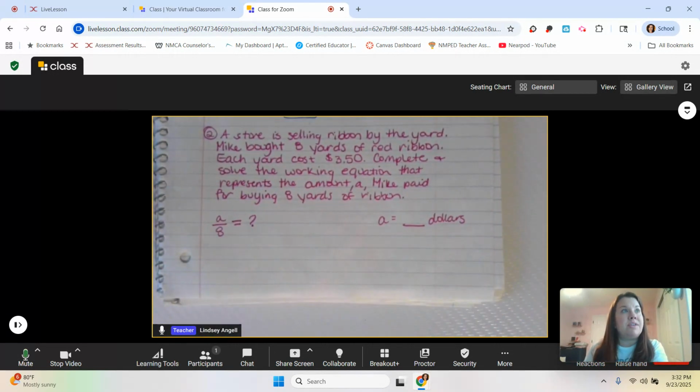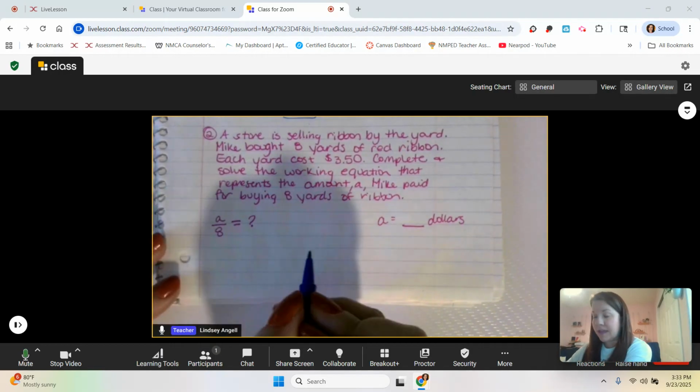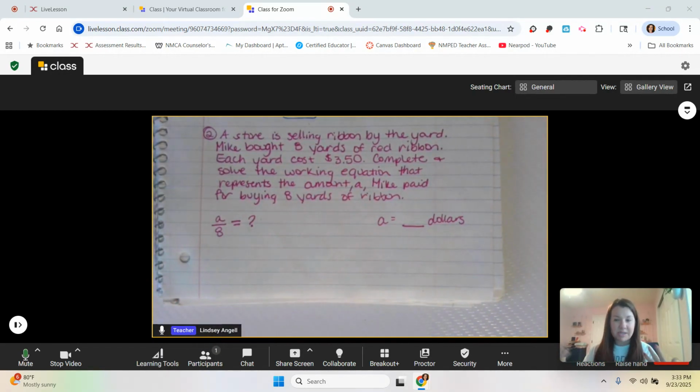Number 2, this is number 4 from your quick check. No, not from your quick check, I apologize, from your practice. A store is selling ribbon by the yard. Mike bought 8 yards of red ribbon. Each yard cost $3.50. Complete and solve the working equation that represents the amount A Mike paid for buying 8 yards of ribbon. Okay, so really, like, to solve, what are we doing?